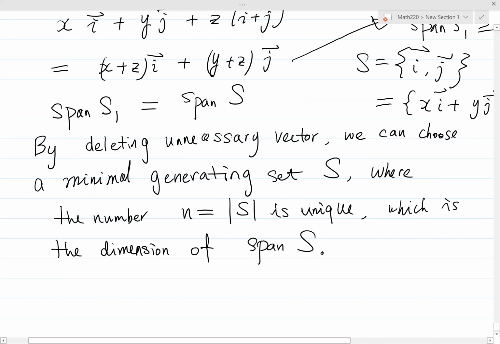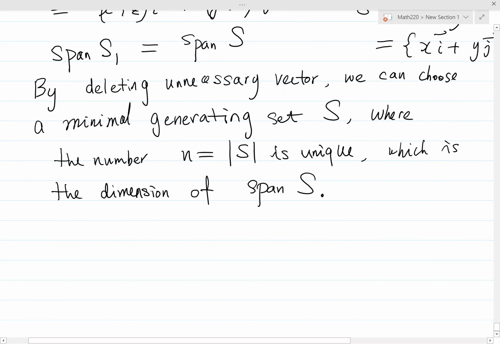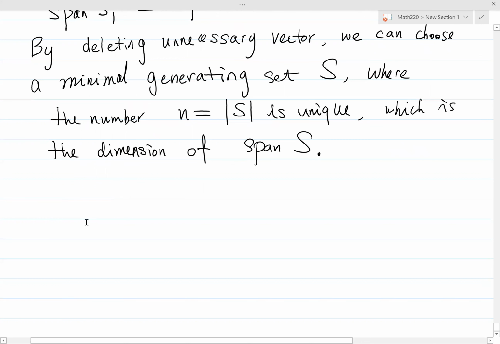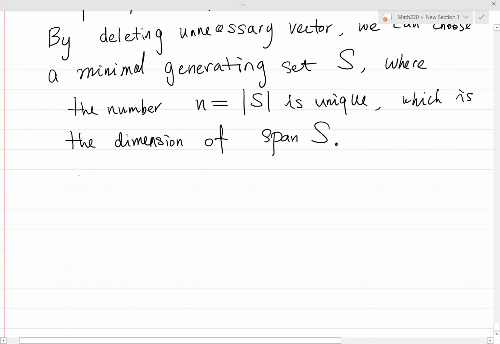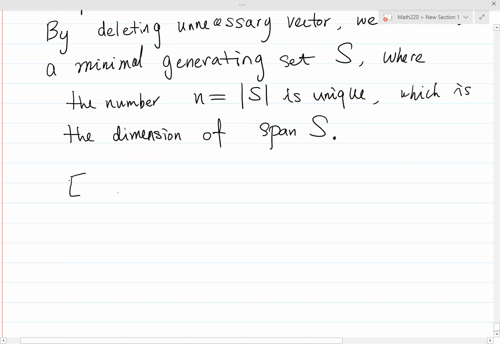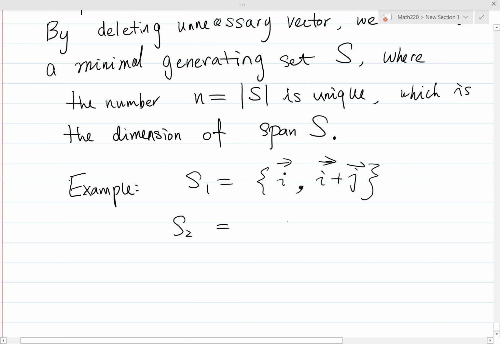Now the generating set is far from unique. Different people can make different choices. For example, take S1 to be i plus j, and S2 to be i and j. Then these spans are the same thing.